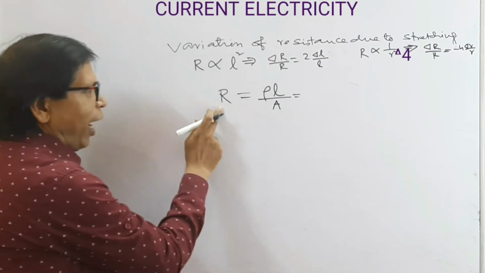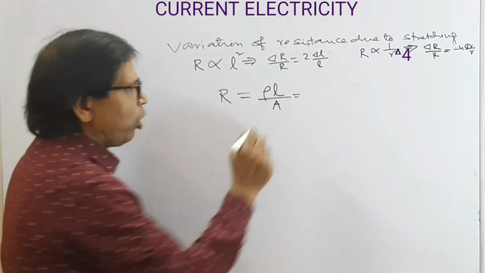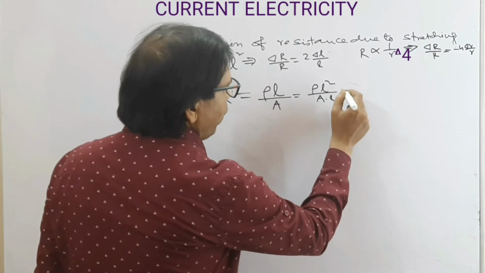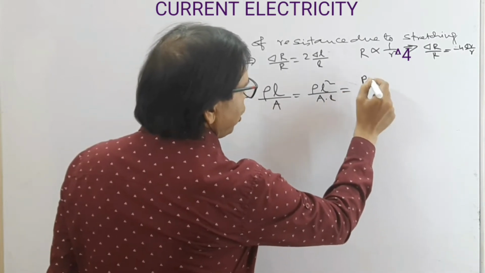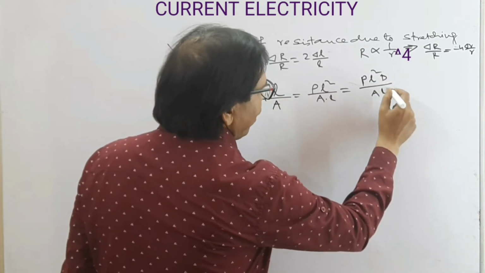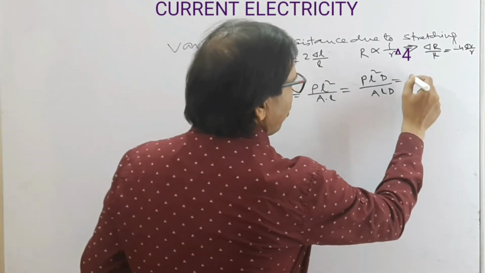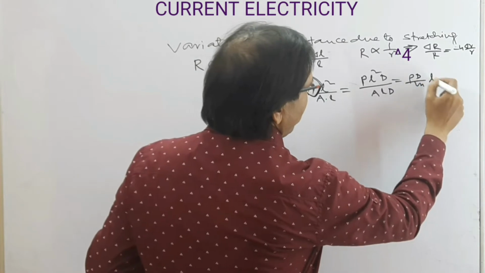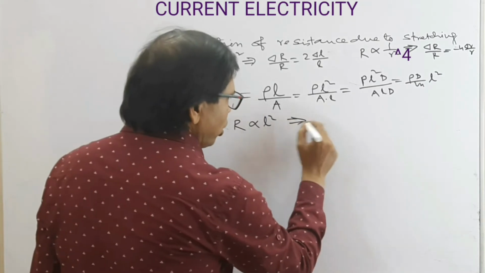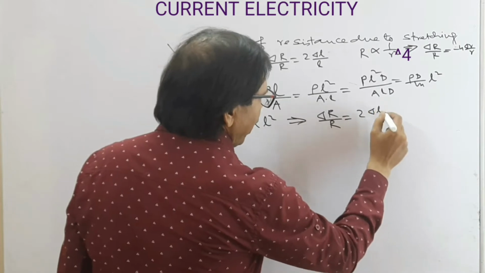Look at this, resistance R equals rho L by A. Now multiplying both numerator and denominator by L, we get rho L square divided by A into L. Now again multiply by D, the density of the material. So rho L square D divided by ALD. Now ALD is the mass of the substance. So this is rho D by M into L square. Here R is proportional to L square. Okay, so from this relation we can establish the relation delta R by R equals 2 delta L by L.